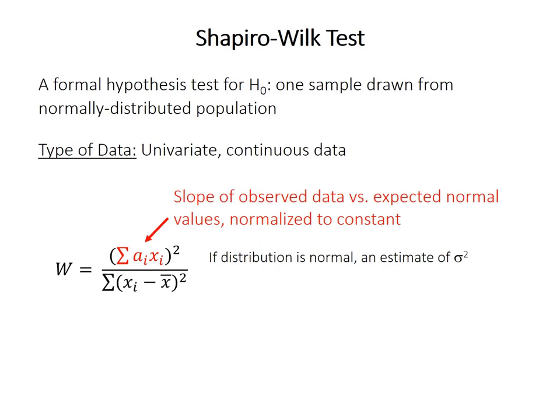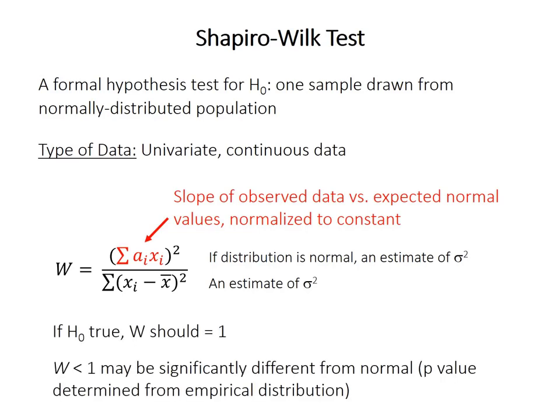If the data follow a normal distribution, this value, the slope of the QQ plot squared, should be an estimate of the population variance, sigma squared, but only if the distribution is normal. The denominator is also an estimate of population variance, and it's just the sum of squares. Therefore, if our null hypothesis is true and the data are actually normal, W should equal 1, because the top and the bottom of this equation are both estimating the same thing. W values less than 1 may indicate a significant difference from normality. But we also have to consider whether that difference is more than we might expect for a small random sample drawn from a population. It should be 1, but we have a random sample, so it might randomly be less than 1.